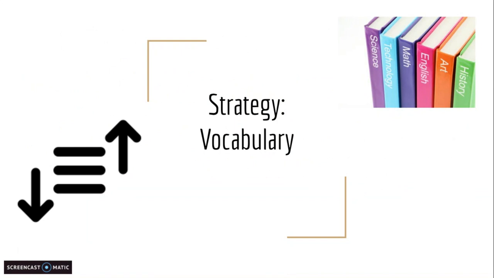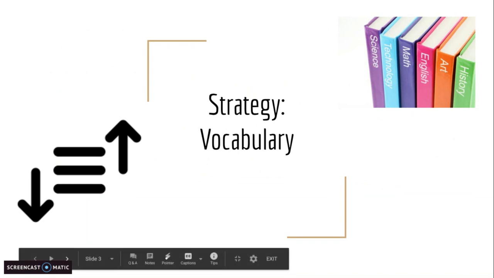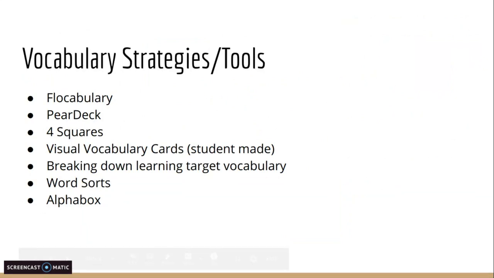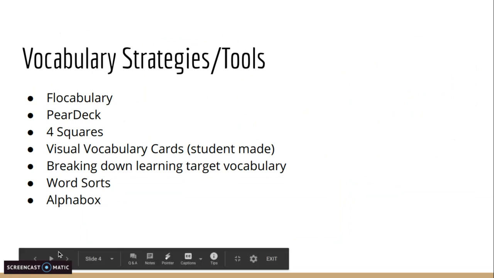So, in this professional development, I'm going to focus on vocabulary strategies because a lot of my students do struggle with vocabulary. We're going to look at strategies and tools for vocabulary that include online resources as well as your simple pen and paper resources. The online resources I want to look at are Flocabulary and Pear Deck. And then we'll look at Foursquares, visual vocabulary cards, breaking down learning target vocabulary, word sorts, and alpha boxes. And any of these strategies can be used in a classroom or a library setting.